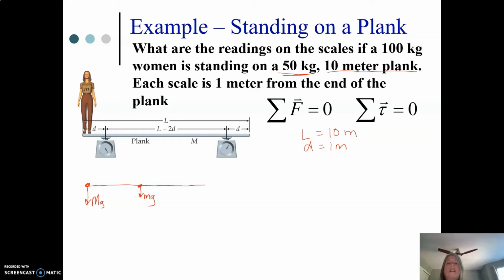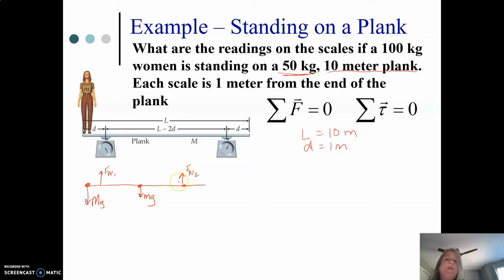Now, the scales are exerting a normal force up. So we're going to draw a normal force up here. I'll call that force normal 1. And then here, a distance 1 meter from the end, we're going to have another force, and we'll call that force normal 2.